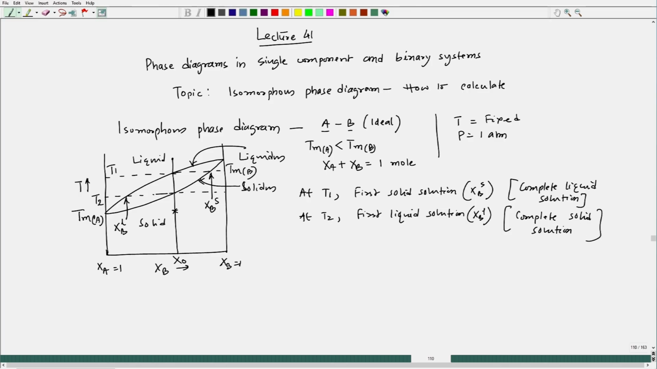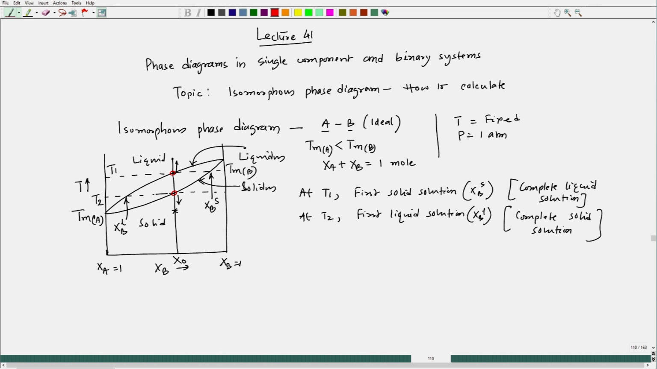So, now if you see below this temperature everything would be solid solution, beyond this temperature everything would be liquid solution, but between this point and this point there will be a mixture of solid and liquid solution, but the composition will keep changing. Okay. So, at T2 the composition of solid would be X0 and liquid would be XB liquid, and at T1 the composition of liquid would be X0, but the solid solution composition would be XBS.